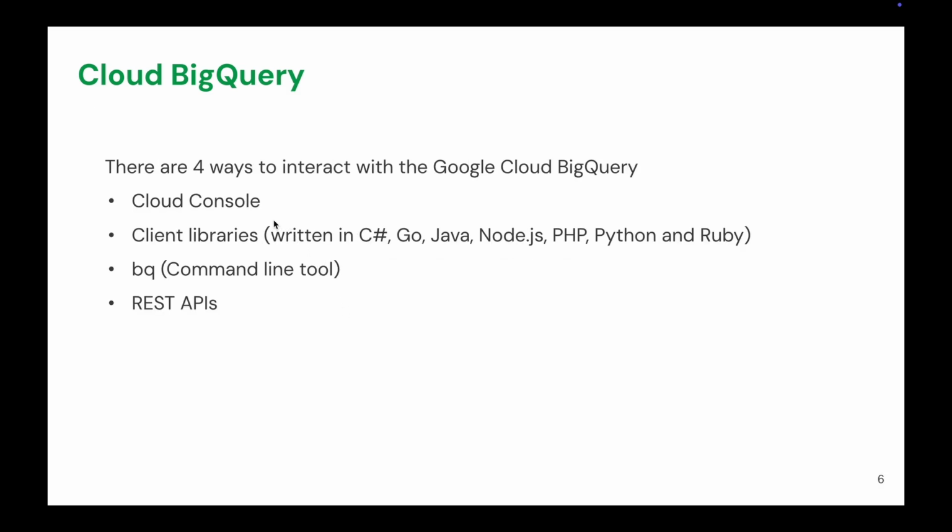Now we will see the four different ways to interact with Cloud BigQuery. The first and most commonly used one is Cloud Console, or simply BigQuery Studio, where you can write and run your SQL queries. The next one is client libraries, with the help of programming languages like Node.js, PHP, Python, Java, Ruby, and Go. The third one is the command line tool, and for Cloud BigQuery we have a specific command line tool called bq. And finally, the REST APIs. So this is how we can interact with Cloud BigQuery.